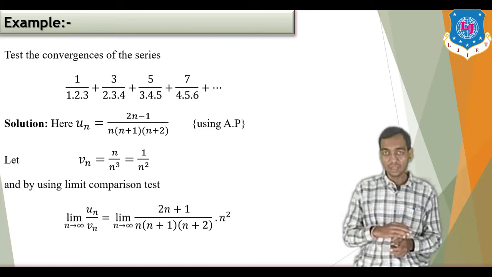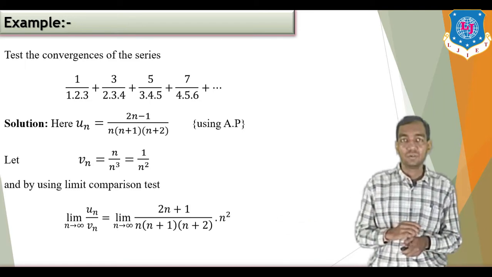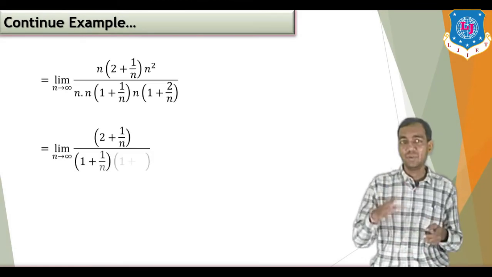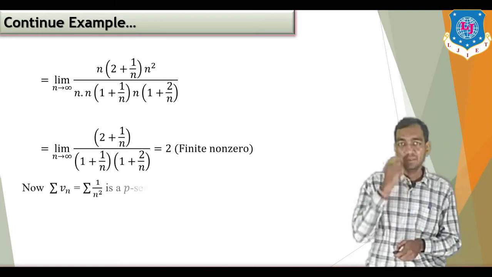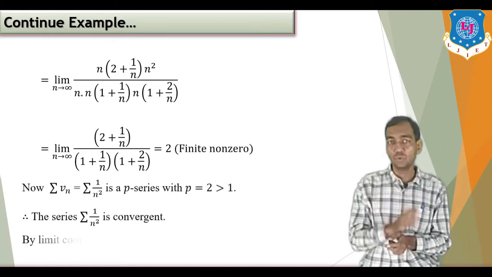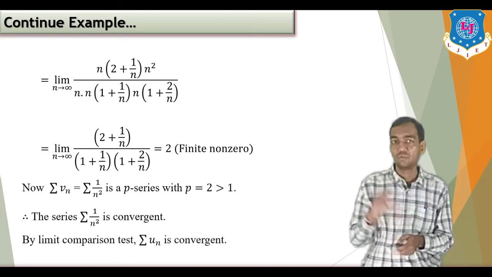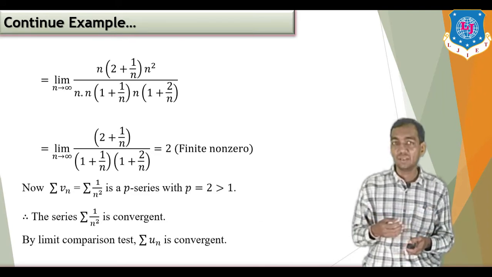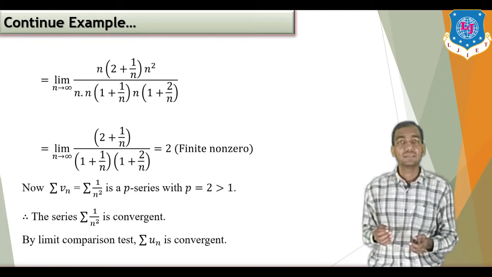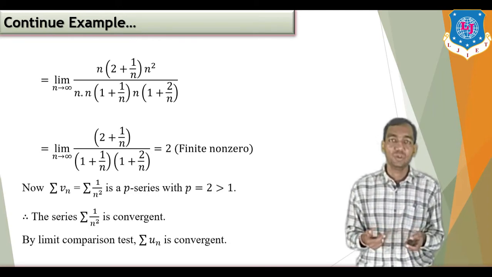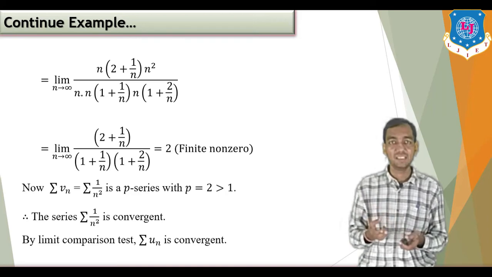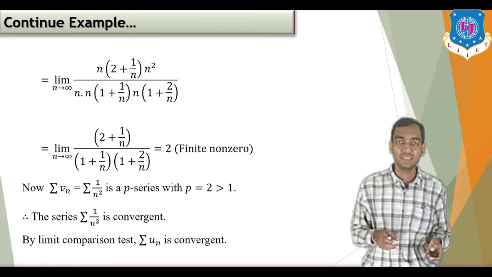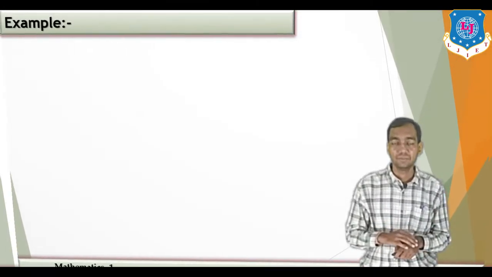That will give you the limit as 2, correct? So we simplify all these terms and find the value. Once you have the value 2, which is non-zero and finite, your condition of the limit comparison test is fulfilled. Now sigma vn is sigma 1 upon n square, which is convergent because p is equal to 2, and for a p series, p equal to 2 is convergent. So sigma vn is convergent, and by the comparison test, your sigma un is also convergent.